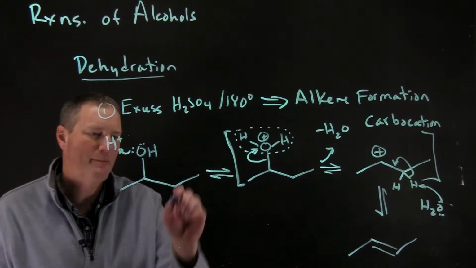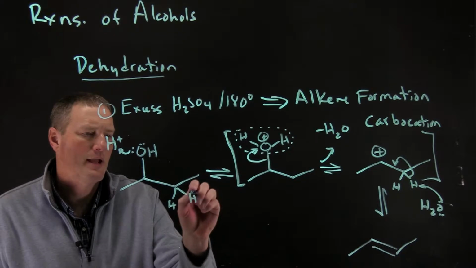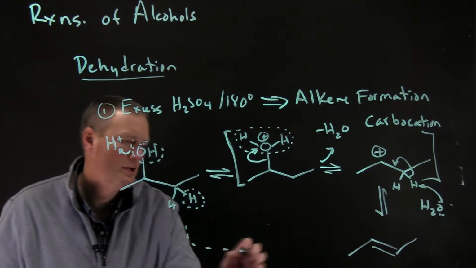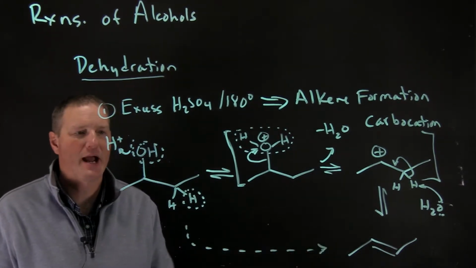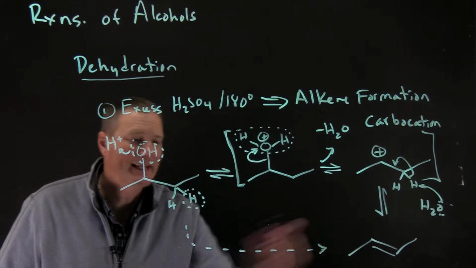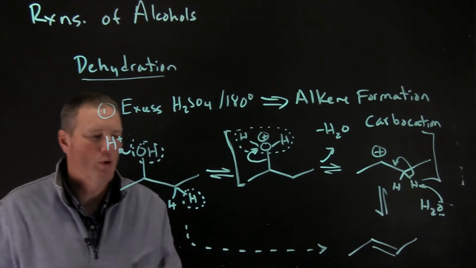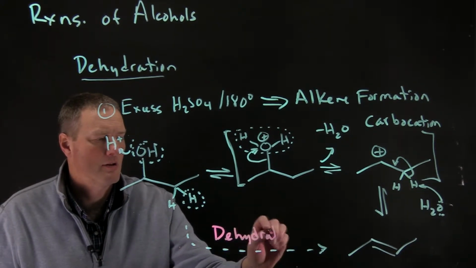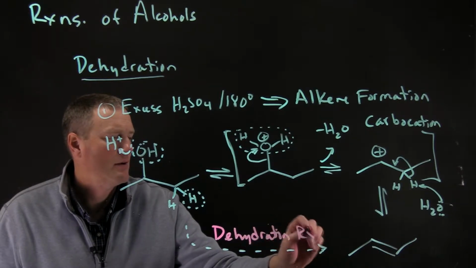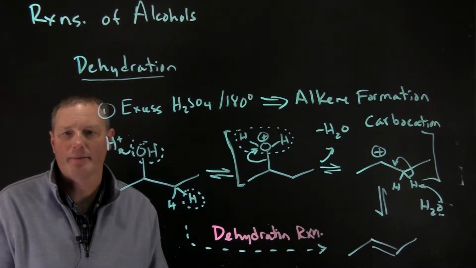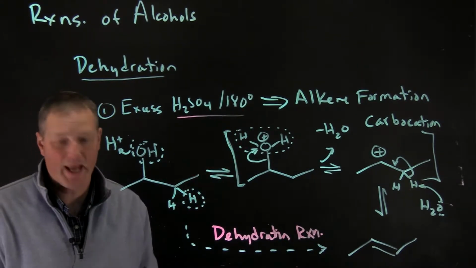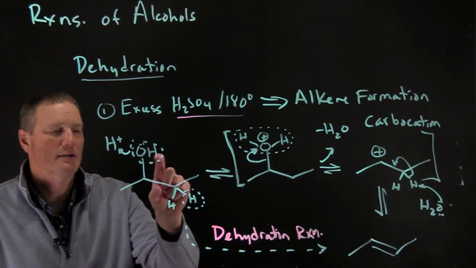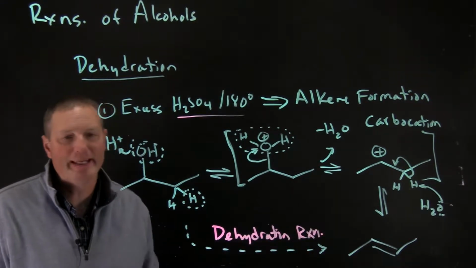But overall, look at what's happened. Okay, we've removed a hydrogen and an OH in the overall process of this reaction. We've gone from an alcohol to an alkene, and because we've removed this water, this is called a dehydration reaction. Okay, so the bottom line is, under these reagent conditions, sulfuric acid and high heat, 180 degrees or higher, you typically will then eliminate water. The alcohol will be converted into an alkene product.